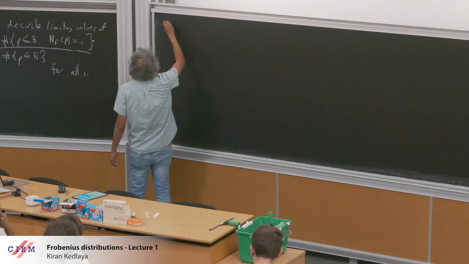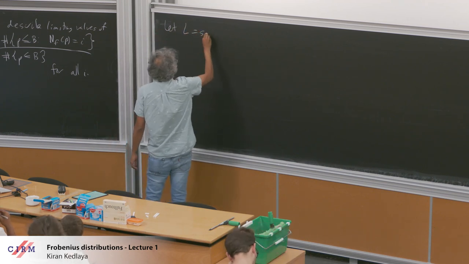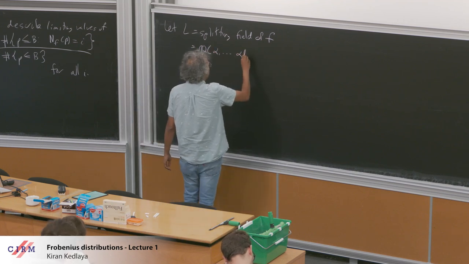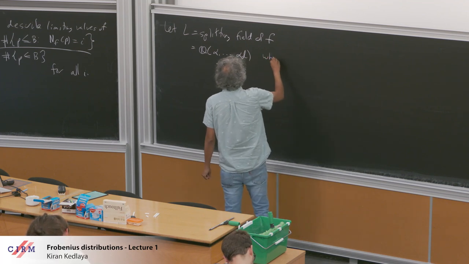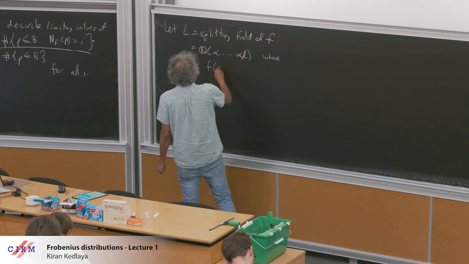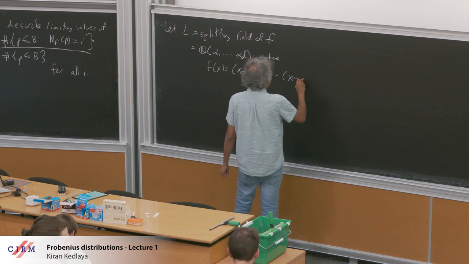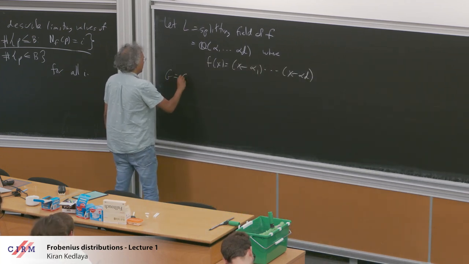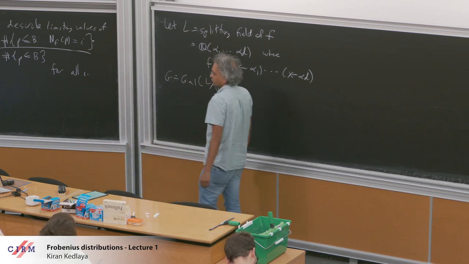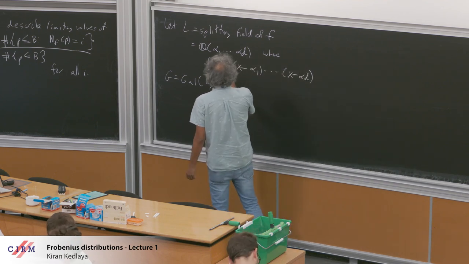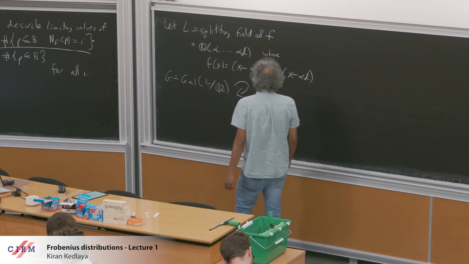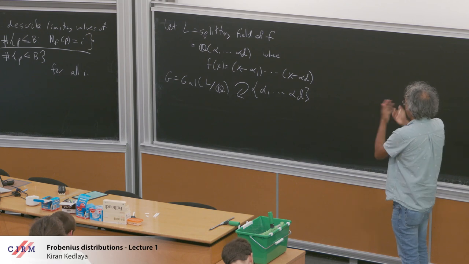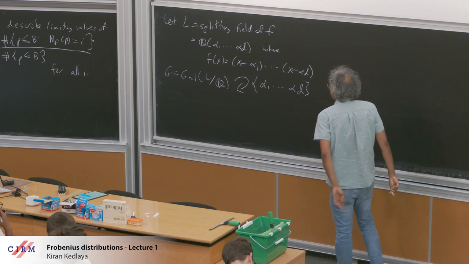So what am I going to do? Let L be the splitting field of F, which I could think of as being generated over Q by alpha_1 through alpha_d, where F factorizes over Q-bar as (x minus alpha_1) through (x minus alpha_d). So I join all the roots of the polynomial. This is a Galois extension, so I'm going to write G for its Galois group. And this is not an abstract group. I mean, it is an abstract group, but it comes with more structure because it comes with a fixed permutation action on the set of roots. So it's really a permutation group, a group embedded into the symmetric group on d symbols.